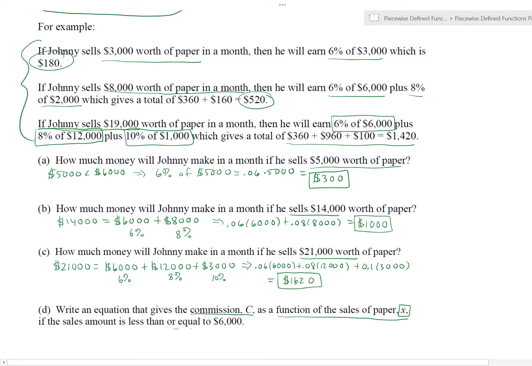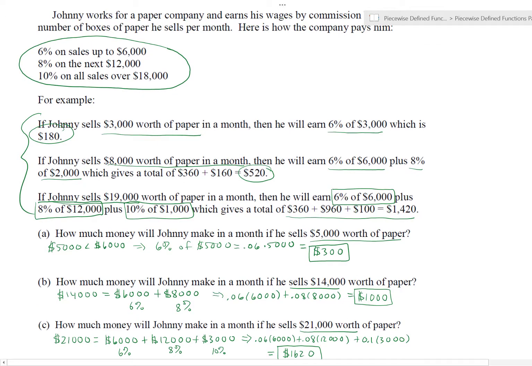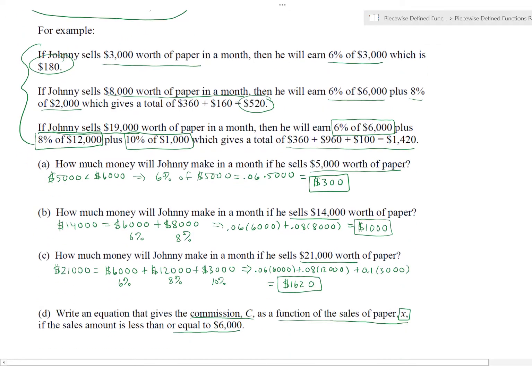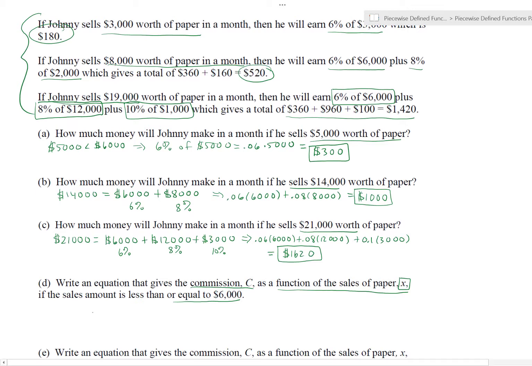If he sells less than or equal to $6,000 worth of paper, so 6% up to and including the first $6,000 worth of paper, we're going to get that this function, C of X, should be 6% of the amount he sells. So if he sells $5,000, he gets 6% of that. If he sells $1,000, then he gets 6% of that, all the way up to $6,000. And of course, we need to say that this is true if he sells nothing or up to the first $6,000.